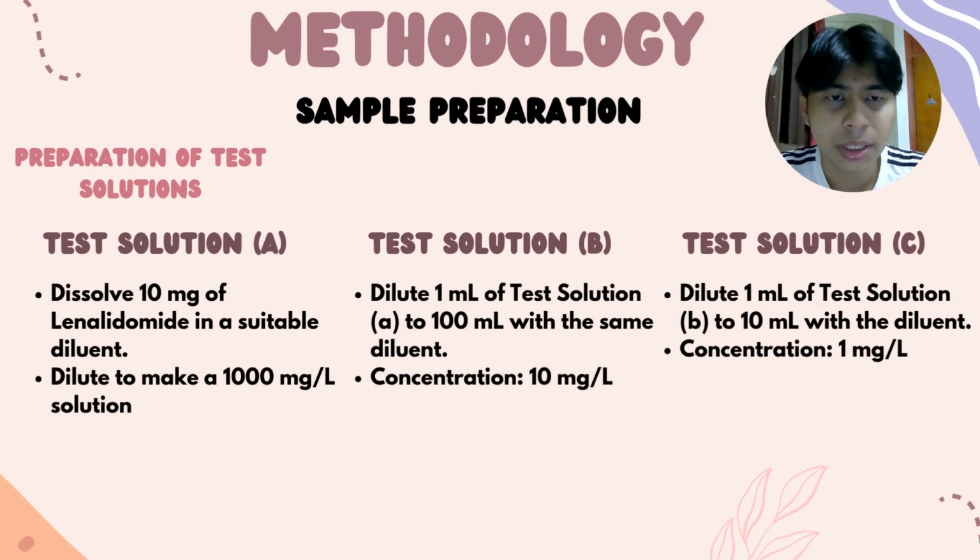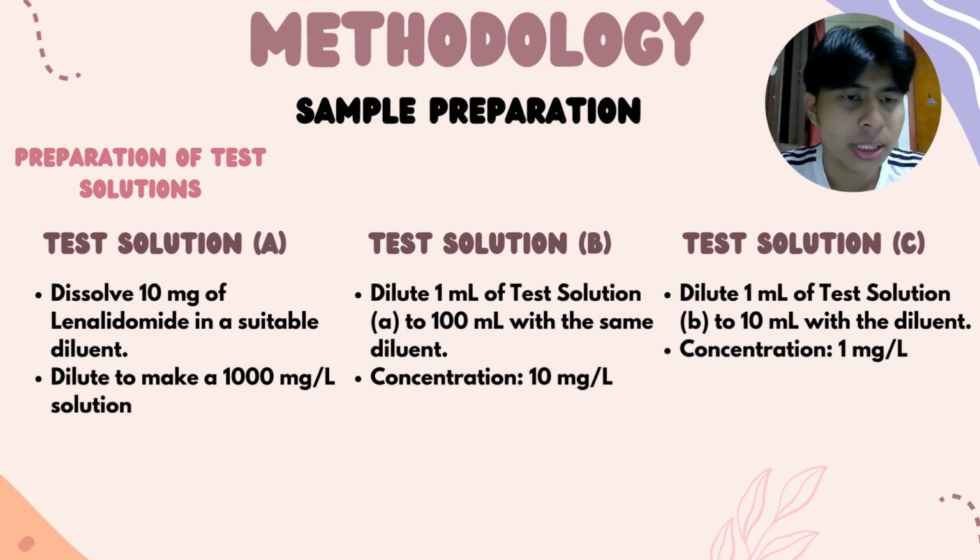Now we move to the methodology part. The first part of the methodology is sample preparation. There was preparation of test solutions to analyze lenalidomide and its related impurities. Here is how it is structured. The first one, we want to prepare test solution A. First, dissolve 10 mg of lenalidomide in a suitable diluent. Dilute to make a 1000 mg per liter solution. Test solution B: dilute 1 ml of test solution A to 100 ml with the same diluent. Resulting concentration is 10 mg per liter.